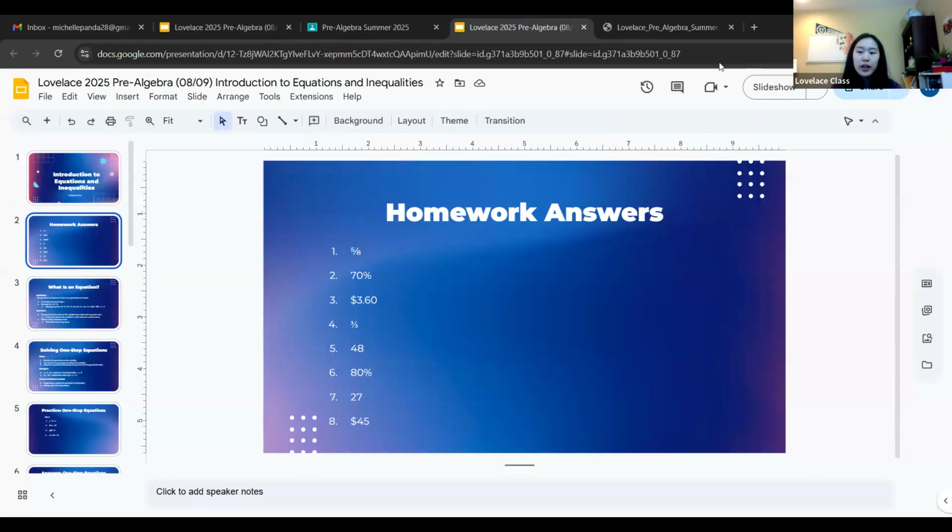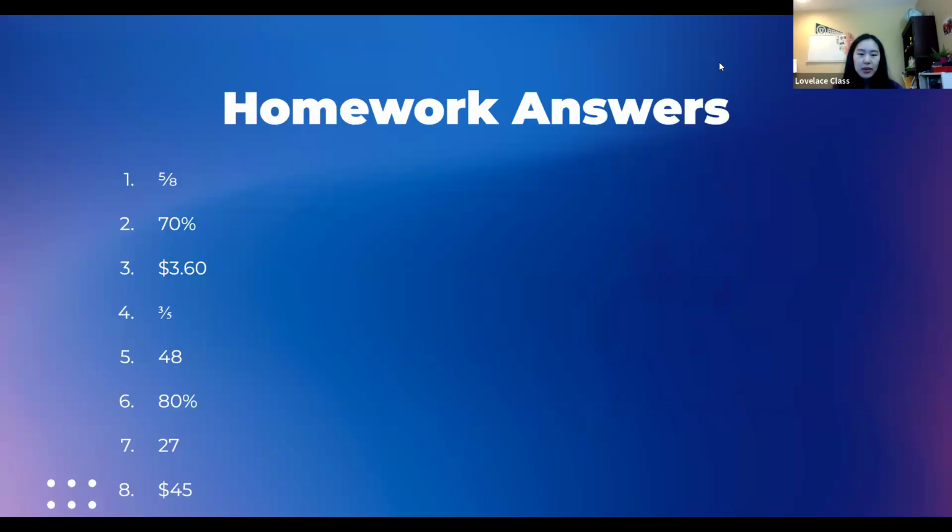And if I haven't graded your homework, I'm so sorry. I've been out, so I'll grade your homework as soon as possible, but it's going to take a couple of days. This is still the answers in case anyone wants to write them down, but I'm assuming that you don't have any questions. So then we're just going to move on to today's topic.